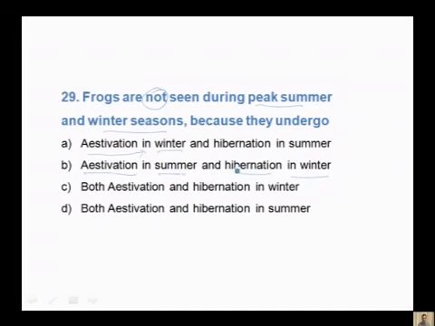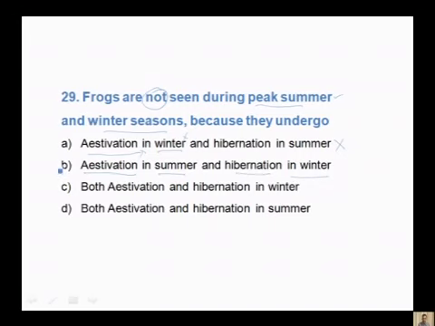Due to these two adaptations, we cannot see frogs in more number at peak summer and winter season. Look at option A. Estivation in winter is wrong. Estivation takes place in summer season and hibernation in winter. Hibernation does not take place in summer. Hibernation takes place in winter season. Hence option A is wrong.